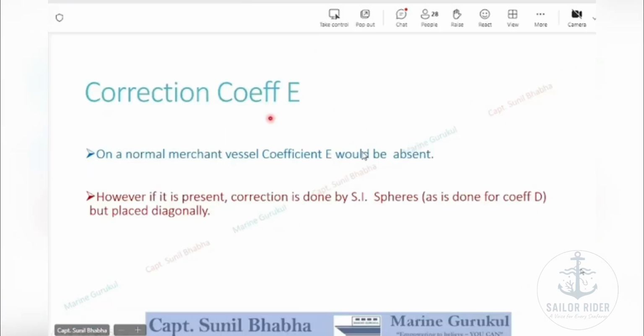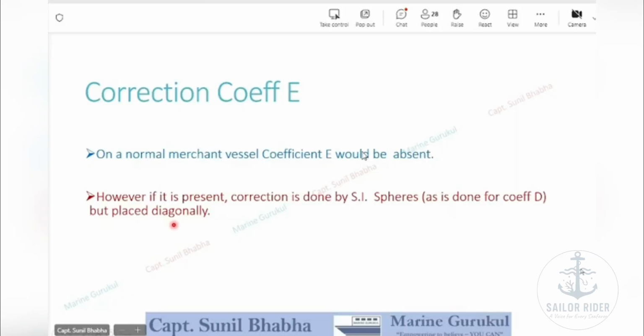Now moving forward to the correction of coefficient epsilon. As we discussed, on a normal merchant vessel, coefficient epsilon would be absent as there is no substantial structure at a 45-degree angle to the fore and aft line of the ship. However, if it is present, the correction is done exactly similar to coefficient delta using soft iron spheres. But in this case, the spheres are placed diagonally, in the same direction in which the structure lies.